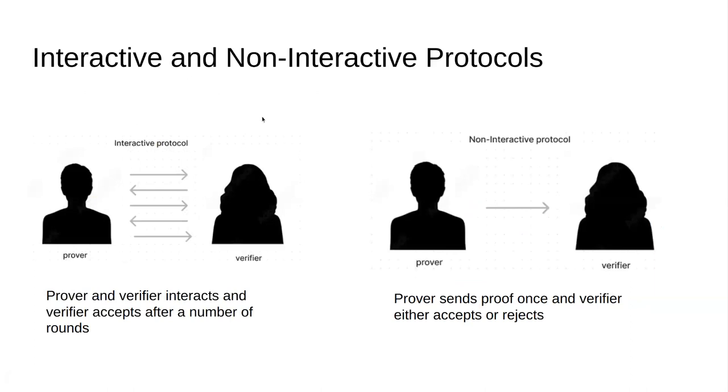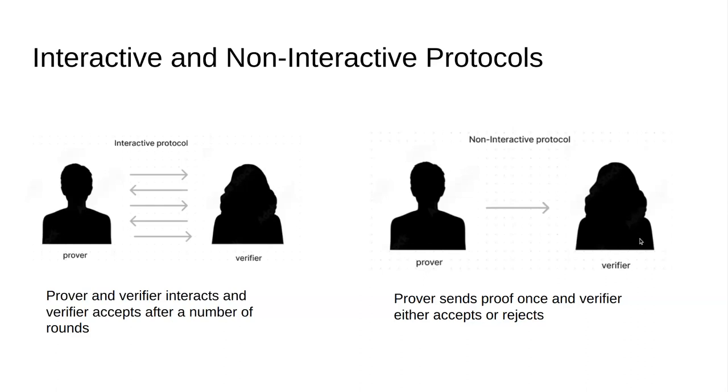Okay, we also have the interactive and the non-interactive protocols, like we saw in the three-colors mapping example. In the interactive protocol, the prover and the verifier have to interact, sending questions to and fro. And then after a number of rounds, the verifier can accept. In the non-interactive protocol, the prover just sends one piece of information to the verifier, and the verifier can either accept or reject based on that information.